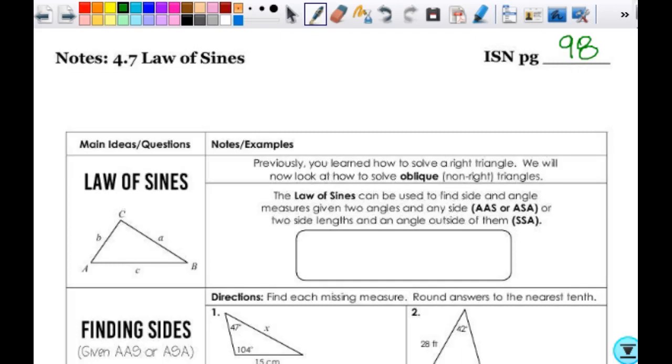Okay, this is going on page 98 when we are done. So today is going to be an introduction into how to find missing sides of a triangle when it is not a right triangle. So we're going to come up with this from what we know about right triangles.